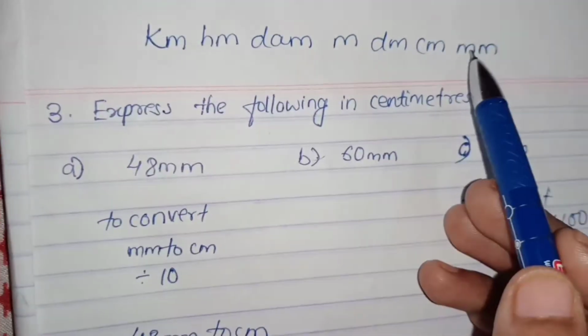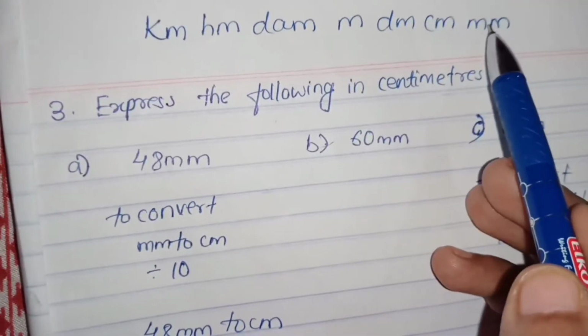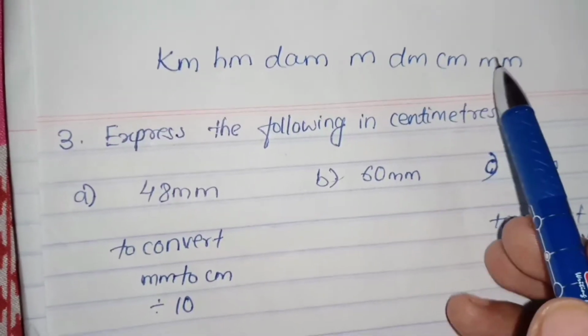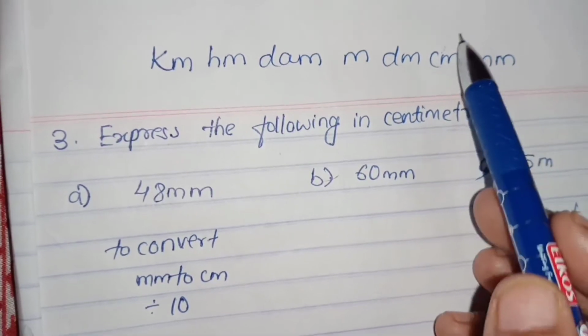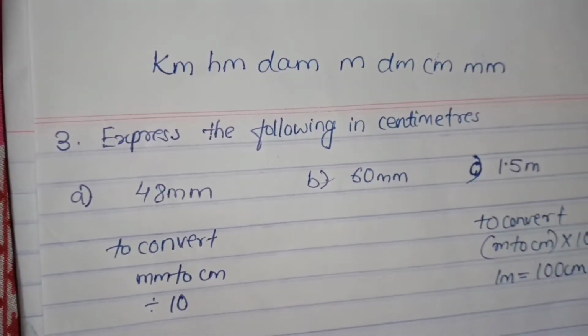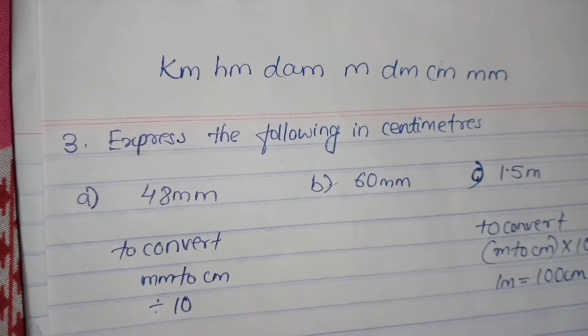And in this case, what was there? Millimeter to centimeter, that means smaller to bigger. And we are taking how many jumps? 1 jump. So what do you have to do? We have to divide by 10. 1 jump means 10, and it is from smaller to bigger. That is why we have to divide by 10.